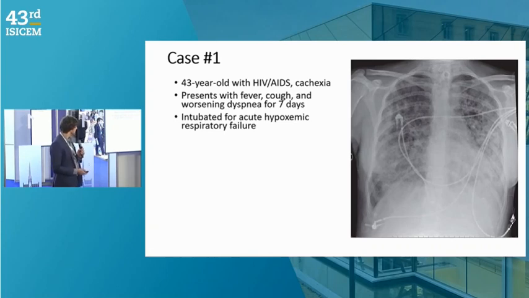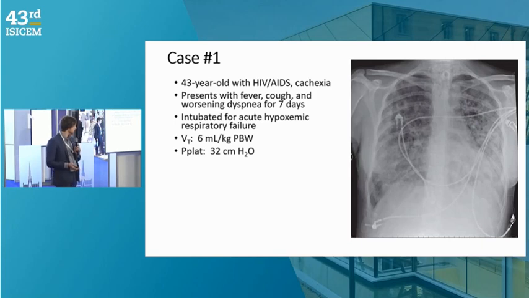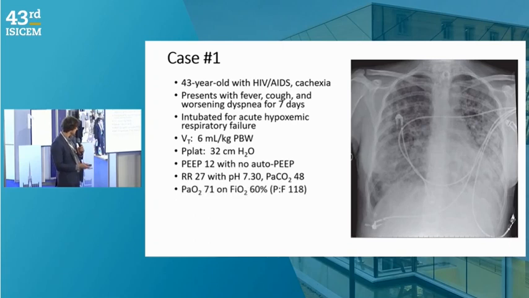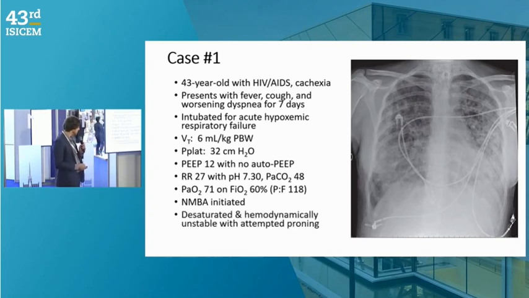The patient is intubated for acute hypoxemic respiratory failure, really ARDS. Initially set with a tidal volume of 6 cc's per kilo predicted body weight, on which there's a plateau pressure of 32. PEEP is 12 with no auto PEEP. The respiratory rate is 27 with slight acidemia and slight hypercapnia. A PO2 of 71 and a FiO2 of 60% for a P to F ratio of 118. The patient is paralyzed.